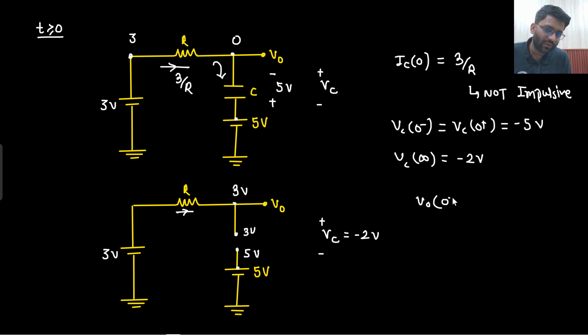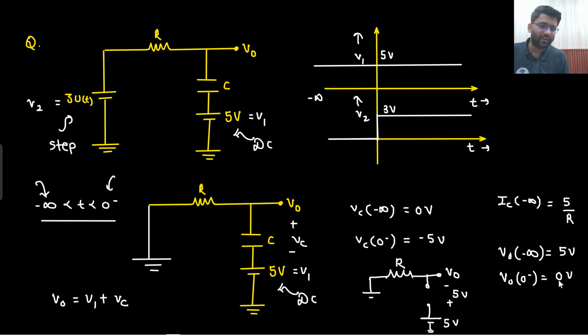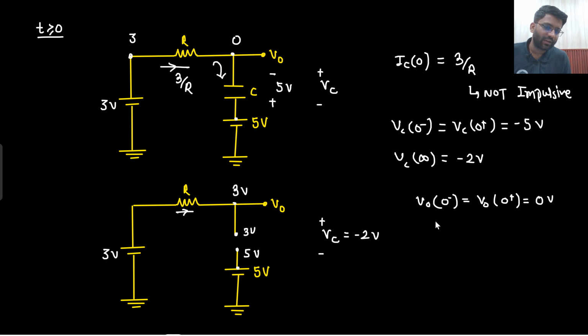V naught at 0 minus will be equal to V naught at 0 plus only, because Vc value is not changing. The 5 volt is also not changing, so V naught will also not change instantaneously. What was the value here? 0 volt only. And what will be V naught infinity? You can directly see that 3 volt is coming here. So V naught infinity will be 3 volt. There you go. Very simple thing.